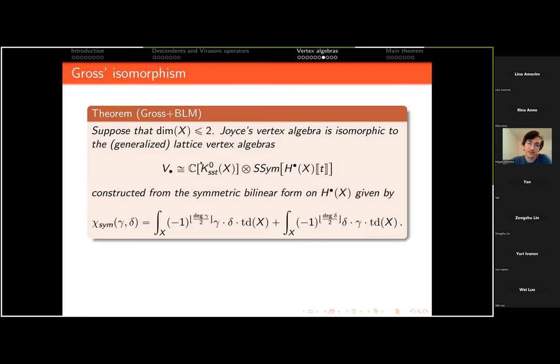The underlying vector space is this one. This is semi-topological K-theory, which it's not so important what it is exactly, but this is maybe the more important part. There's the cohomology of X. And this comes from... what is S-sim? That's the supersymmetric free algebra generated by this module.